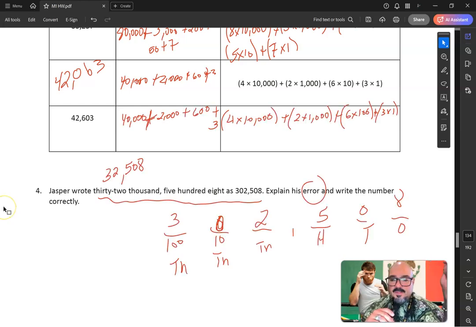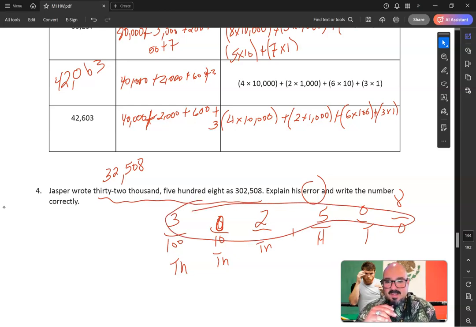Okay, so I'm going to run out of time, so I went ahead and did the next one for you and the last one for you. You wrote 32,508, which is incorrect because if you put them in the place value, you'll see that it's 302,000 and not 32.